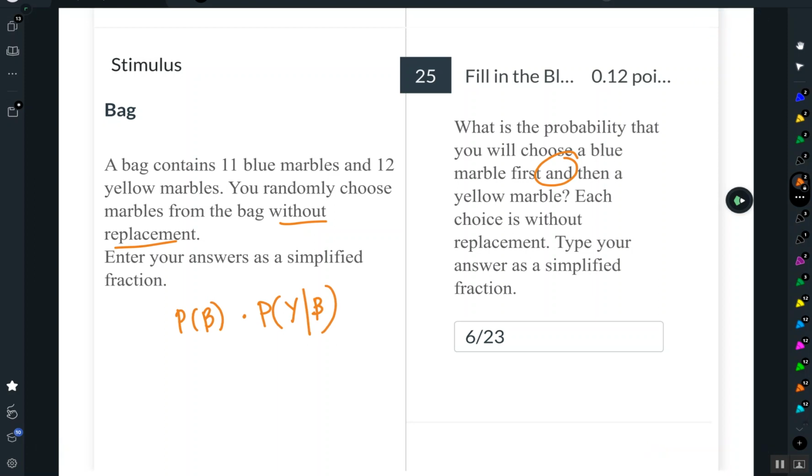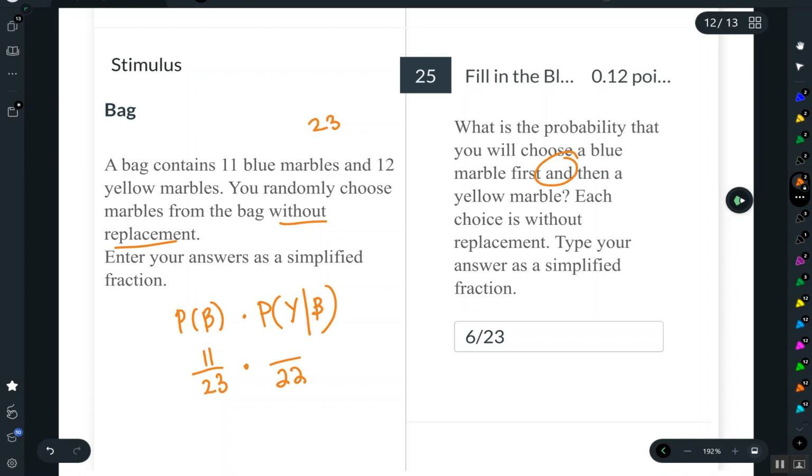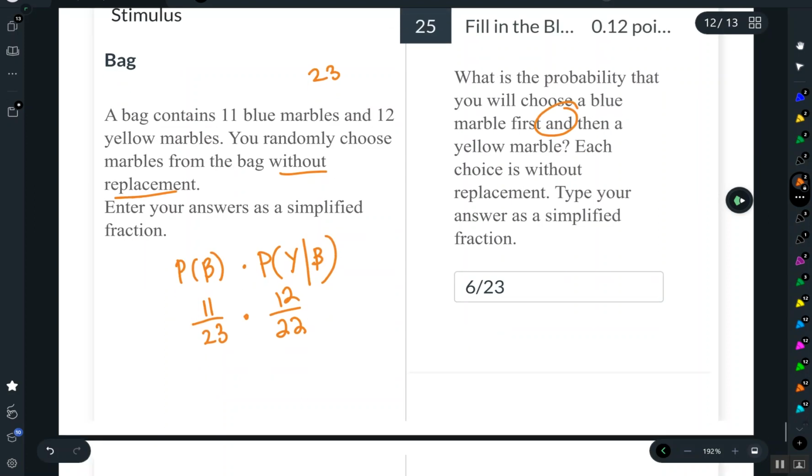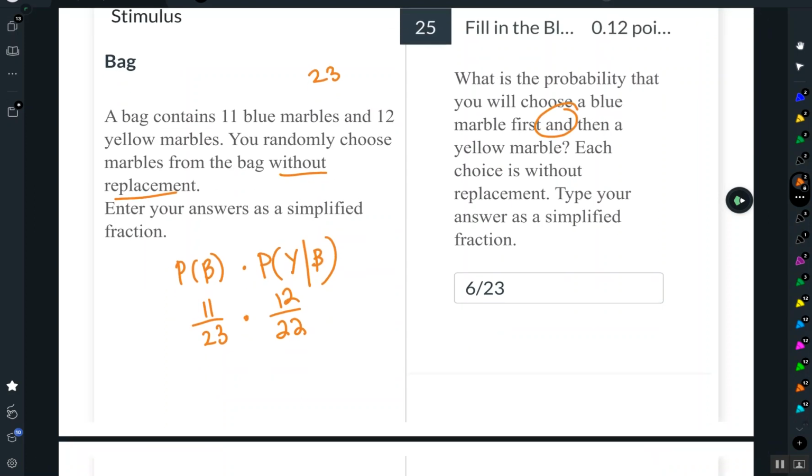So altogether there are 23 marbles. So the probability of getting a blue is 11 out of 23. Okay, we are not replacing that marble, so we now only have 22 marbles, but they're still all 12 yellow marbles. Okay, we can do a little cross canceling here. 11 goes into 22 twice. 2 goes into 12 6 times. Oh, there's your answer, 6 out of 23.